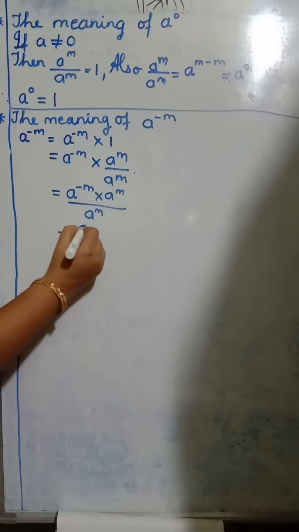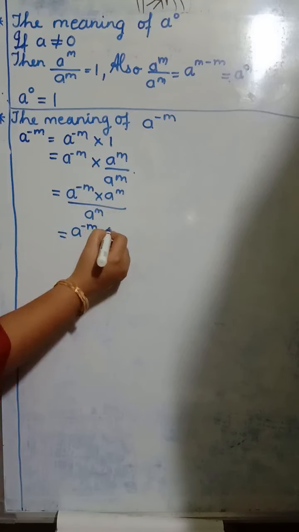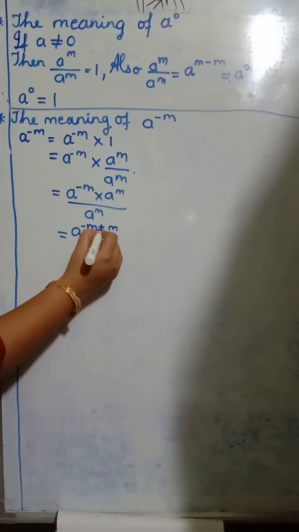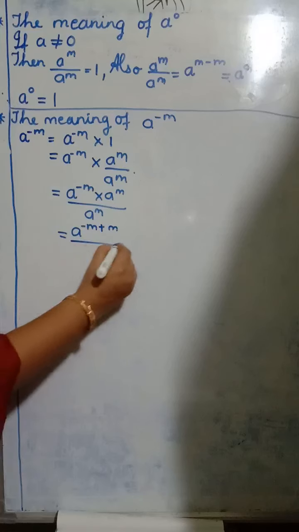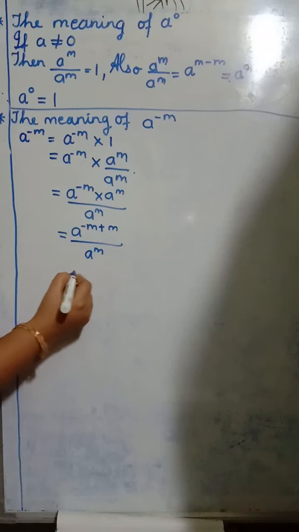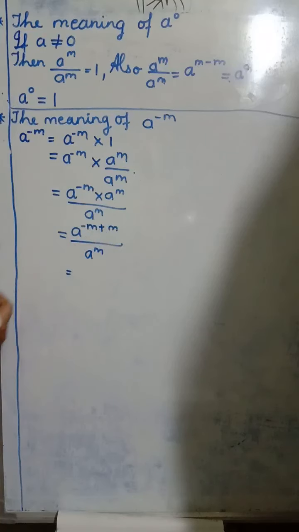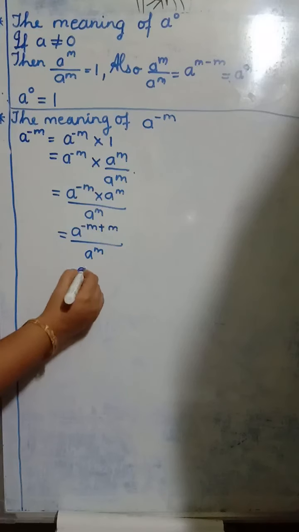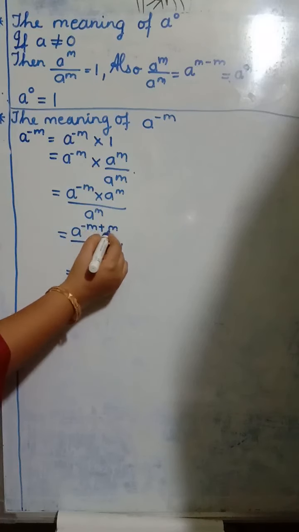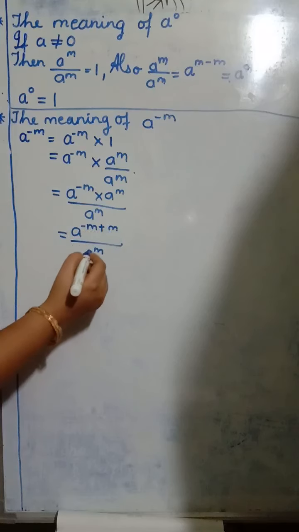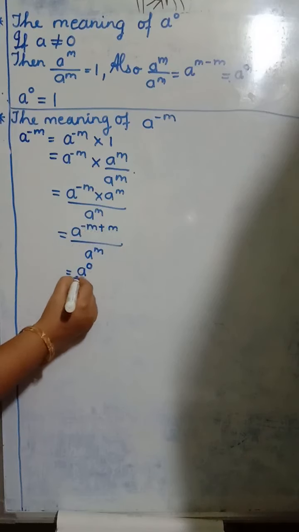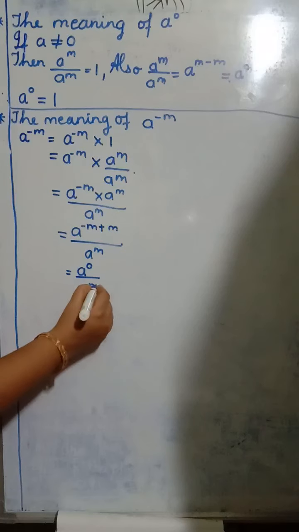So what we'll do, this is our first power and this is our second power. We will add it. Okay. So upon a raised to m. Now is it minus plus? Minus plus is minus. So I will write minus, and minus m plus m will be minus. So m minus m is 0 upon a raised to m.